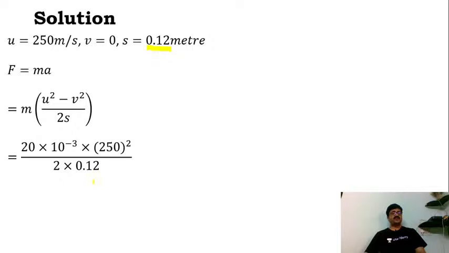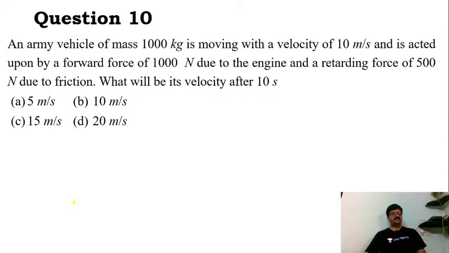Accordingly, F will work out to be 5.2 into 10 raised to 3 Newton. This is the value of the average retarding force. If the bullet is subjected to this much retarding force, then the bullet will definitely stop after traveling 12 centimeter. So this was the question that we've answered, dear friends. Now let's talk about the 10th question.